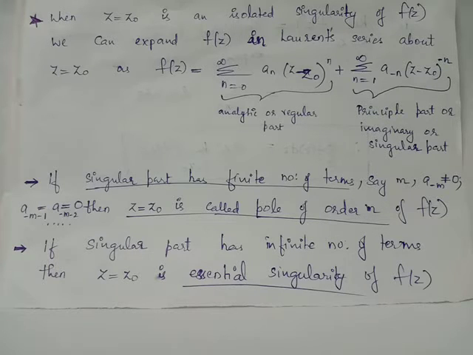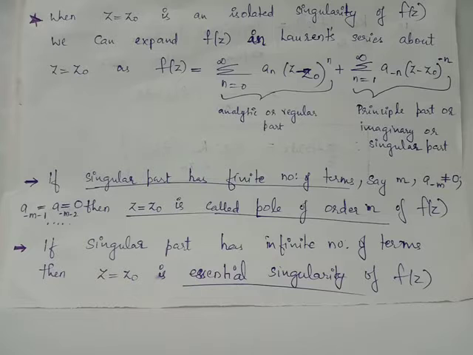If the singular part of f of z has infinitely many terms, that is, if terms containing negative powers of z minus z0 do not terminate, then we say that z equals z0 is an essential singularity of f of z. We will be focusing on poles of f of z, that is, we will be dealing with problems wherein you can find the singular part of f of z containing a finite number of terms.